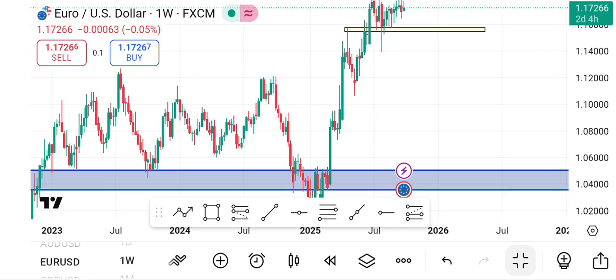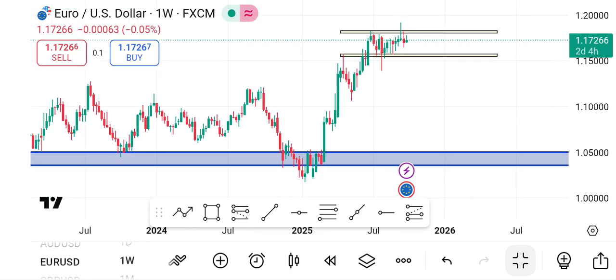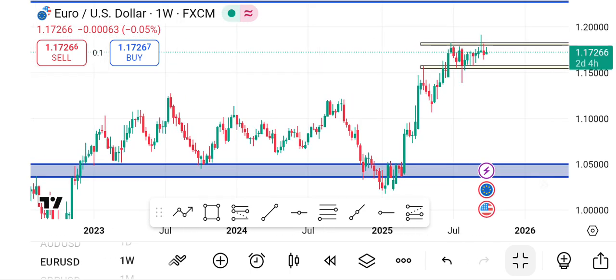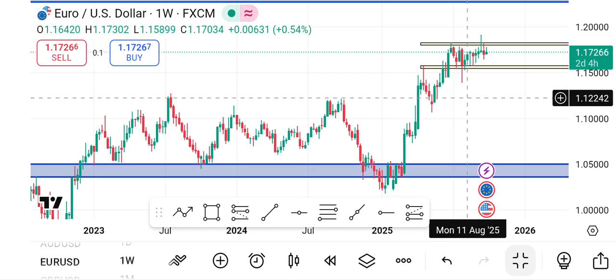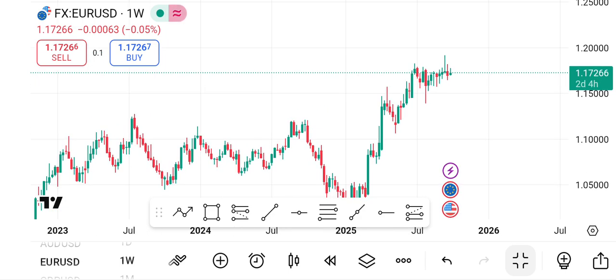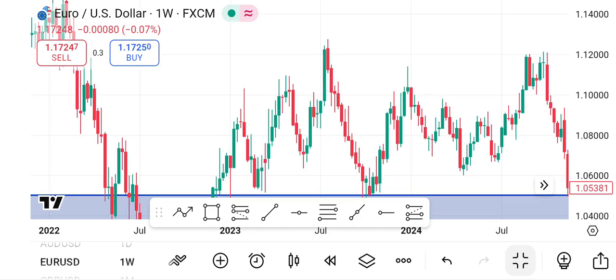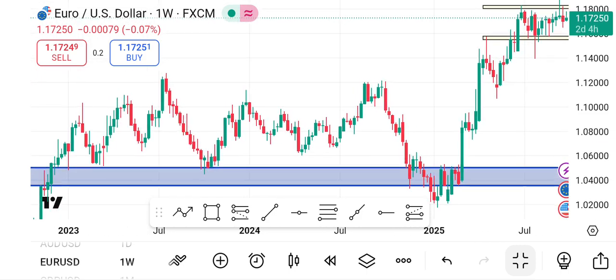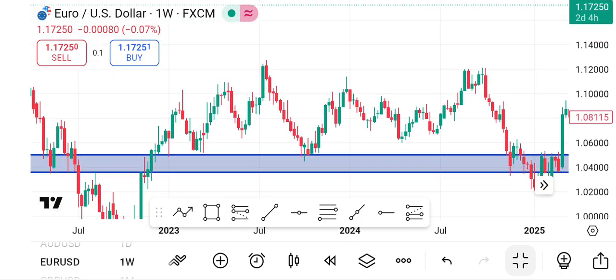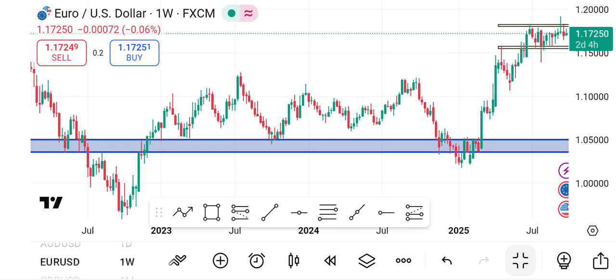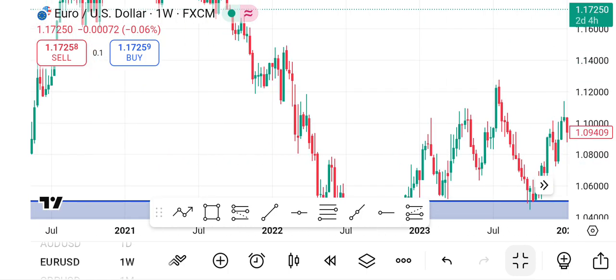So when we are here on the weekly, this is where we spot chart patterns. This was a range that lasted since 2023 till now. That's when we just broke out of that range. And why did we go into this range? It's because of this trend here.